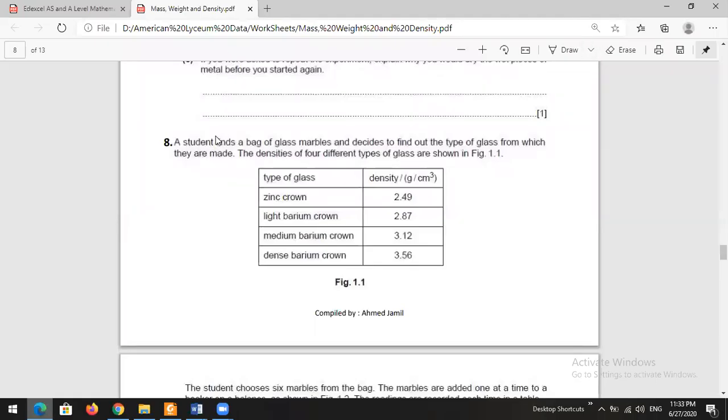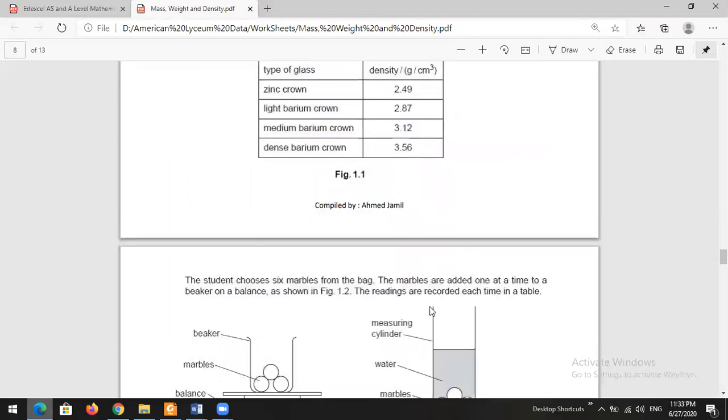Okay, student, this is question number 8. A student finds a bag of glass marbles and decides to find out the type of glass from which they are made. The densities of 4 different types of glass are shown: zinc crown 2.49, light barium crown 2.87 gram per centimeter cubed, medium barium crown 3.12, dense barium crown 3.5. So the densities are given in this table.